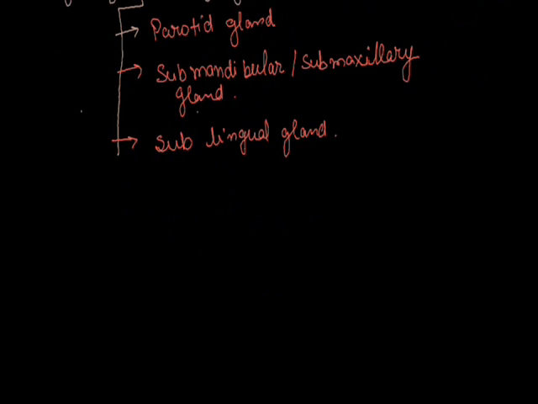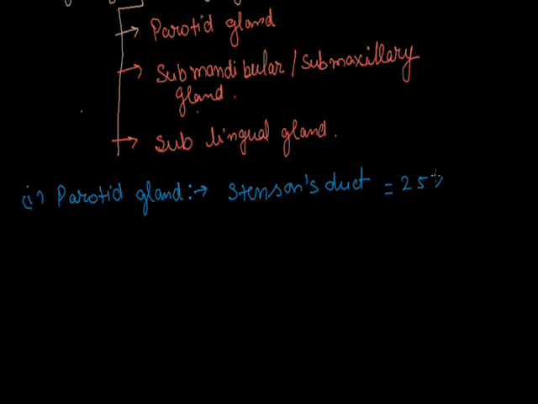First, we will talk about the parotid gland. The parotid gland is attached with a duct known as Stensen's duct. It makes up 25% of the salivary gland and is present below the external ear.